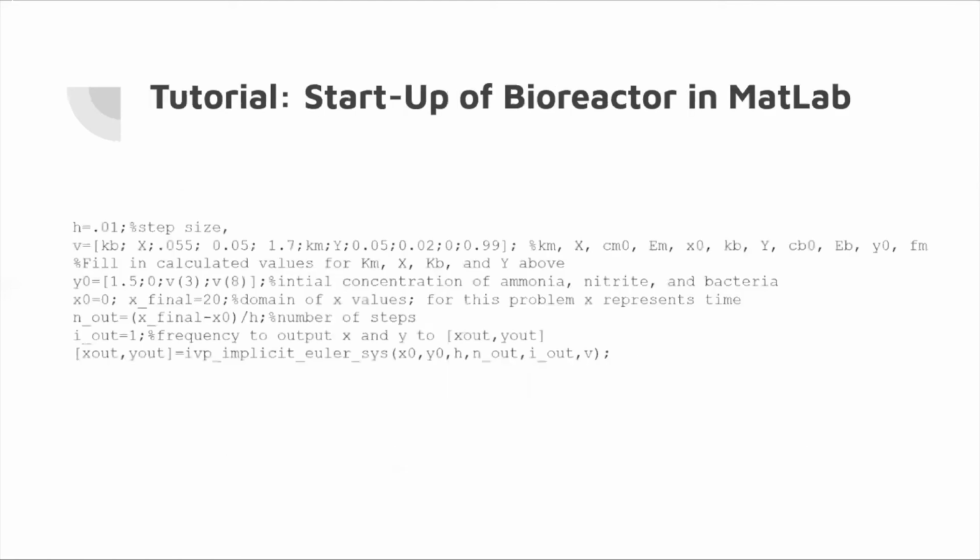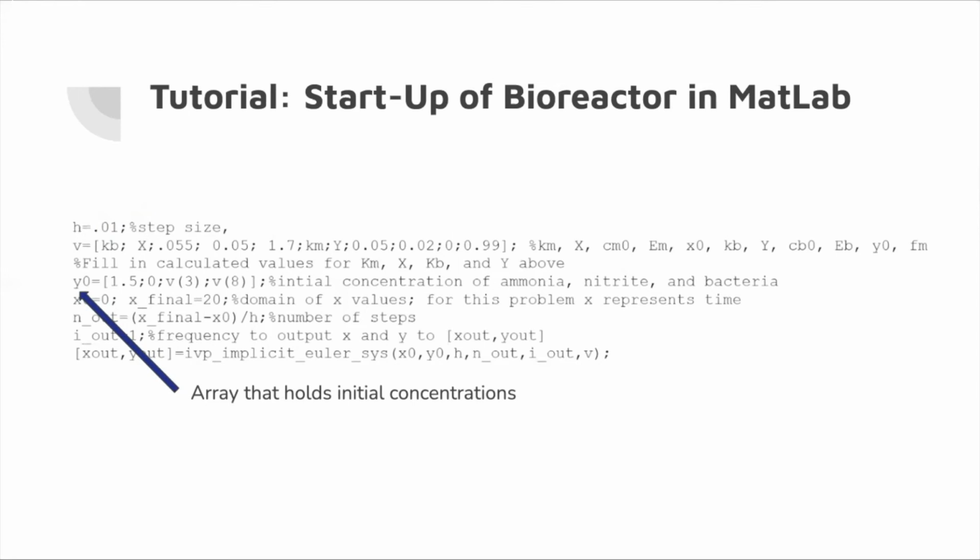Please open the provided skeleton MATLAB code for modeling the startup of a bioreactor in an aquaponic system. You will need your calculated values of Km, Kb, capital X, and capital Y from the table in the worksheet. In the code, the array V holds the constants for our 4 rate equations. The array Y0 holds the initial concentrations of ammonia, nitrite, and the 2 bacteria species.